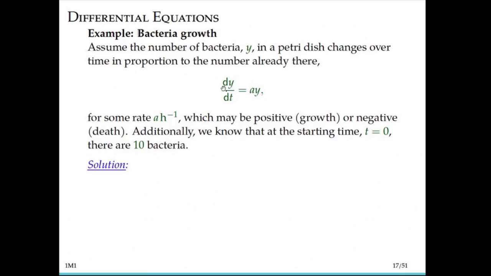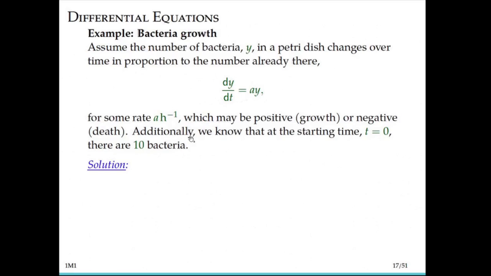So dy/dt, the derivative of y, that's the rate of increase in the size of the population, is proportional to the size of the population. So it is some constant a times the size of the population. a is the rate at which the population is growing. Okay, this a could be positive if the population is growing, possibly negative if the bacteria are dying.